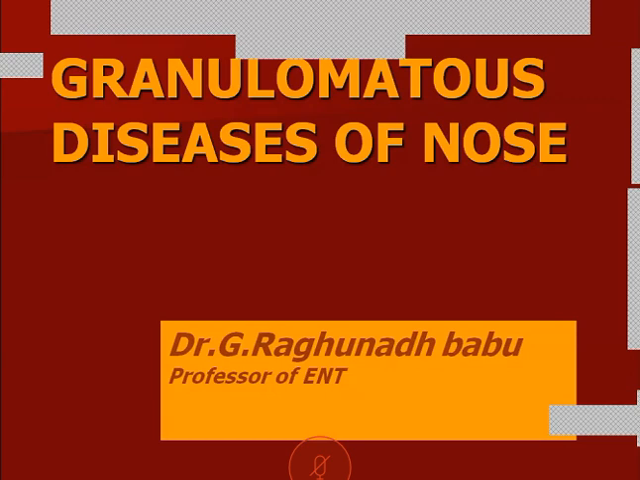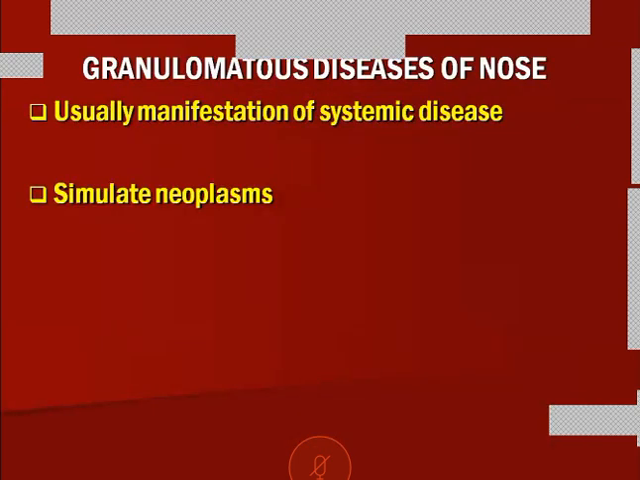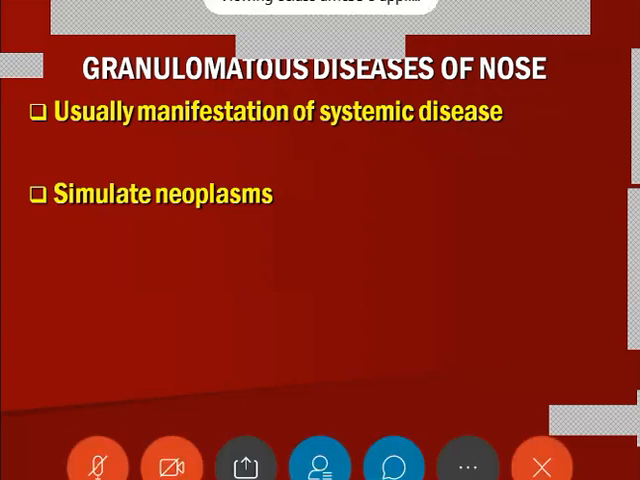Now, let us go into today's topic, which is chronic granulomatous disease of the nose. Usually, all the granulomatous diseases of the nose are a local manifestation of a systemic disease. Usually, there will be a systemic disease, but they manifest in the nose. Mostly they simulate neoplasm because they resemble malignancies. That's why whenever there is a malignancy, one has to bear in mind chronic granulomatous disease as a differential diagnosis.